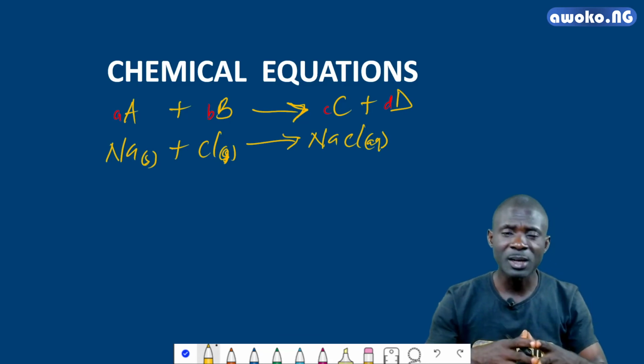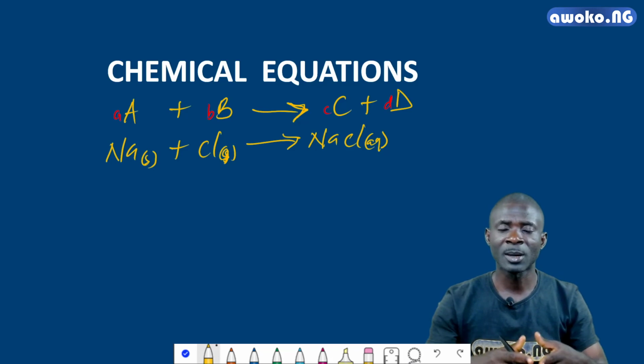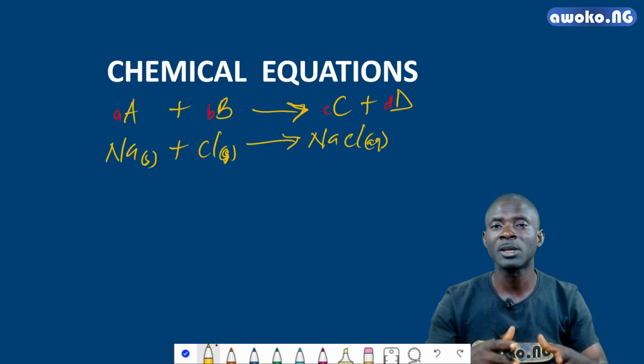Now, if you take a look at the equation, there are letters that are written in subscript representing the physical state of the reactants and the product. It is very important that we indicate the physical state in which the reactants and the products occur in writing a chemical equation.